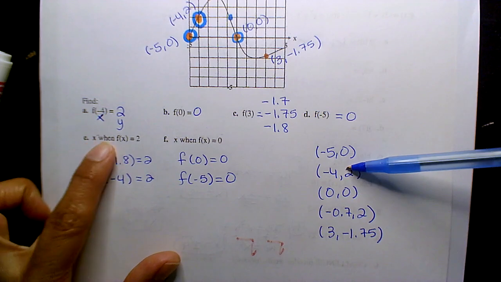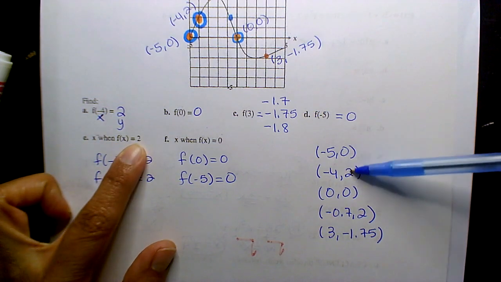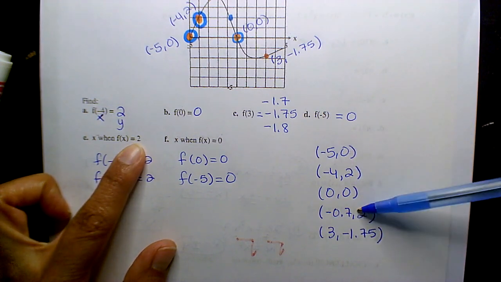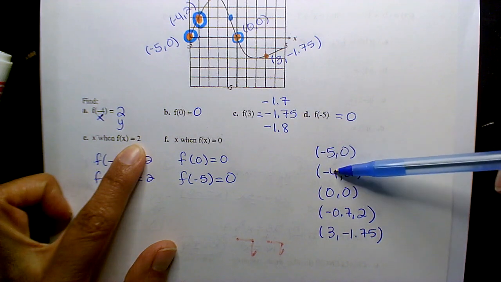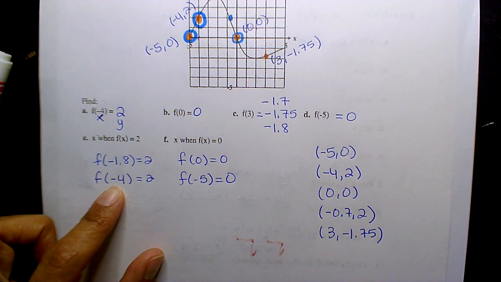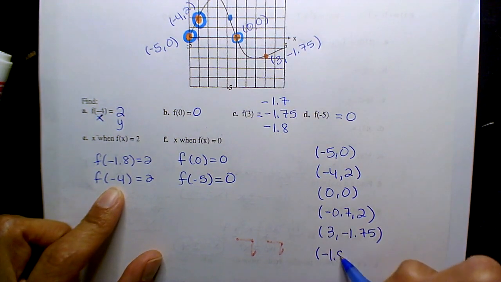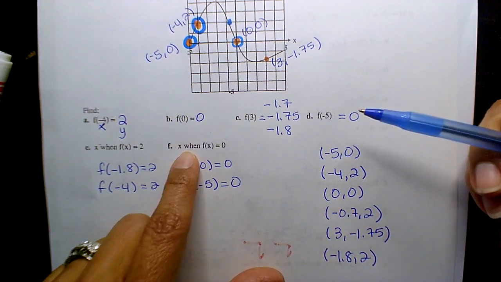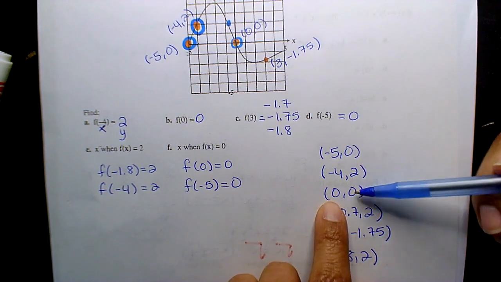Now find x when f of x is equal to 2. You're looking for the 2 in the y section, the y coordinate placement. So where's 2? Here, negative 4. Oh, I didn't write the other one. Let's write it: negative 1.82. You have 2, 2, you can write both of those. And for 0, you have negative 5, 0, and 0, 0.